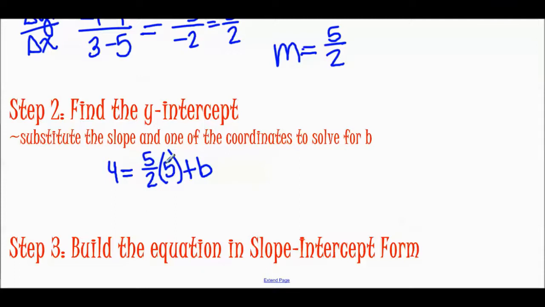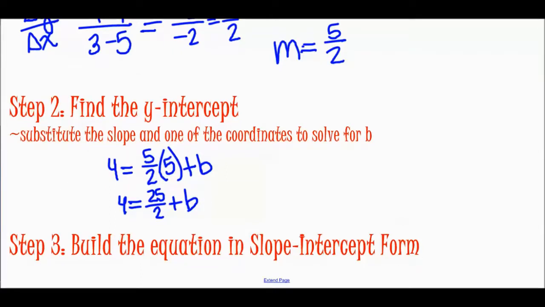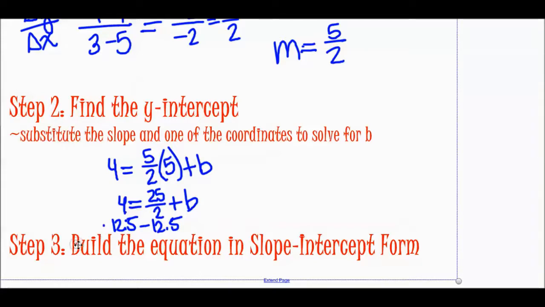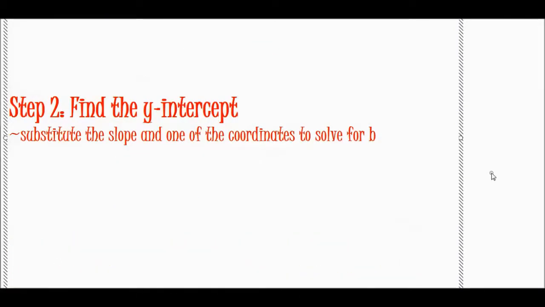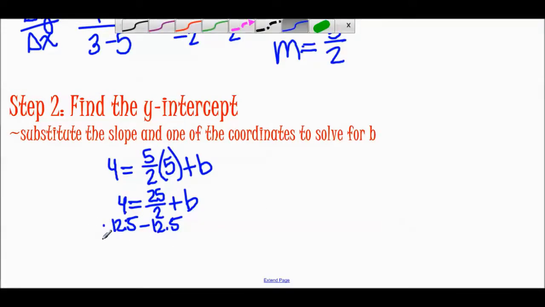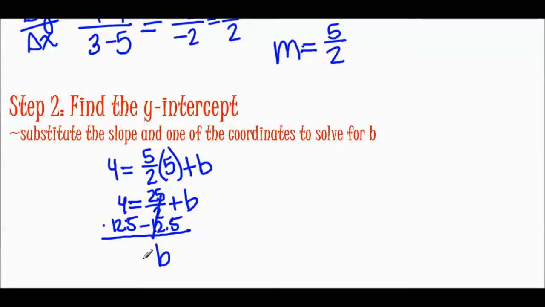So I need to clean this part up here. That's going to be 25 over 2, so 4 equals 25 over 2, or you could have translated that to 12 and a half, plus b. Then I'm going to solve that by subtracting, and I'm going to go ahead and make that 12 and a half, just so it's easier to subtract over here. Let's see if I can make some more room. Okay, there we go. So those will cancel because they're equivalent there. B equals 4 minus 12.5 would be, let me think about this, 8.5, yeah, it would be negative 8.5. So that'll be my y-intercept.